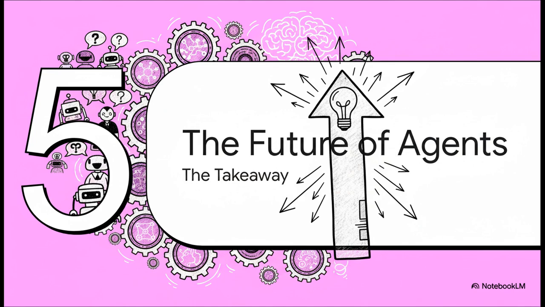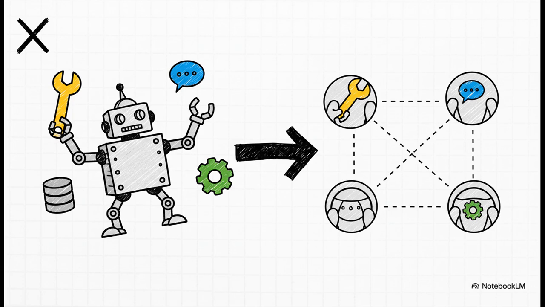When you zoom out, what does all of this really mean for the future of building AI? Well, it's a huge shift in thinking. We're moving away from this idea of building one single giant monolithic AI that's supposed to know and do everything. Instead, ADK pushes us to build collaborative systems, basically teams of smaller, specialized agents that are amazing at their one job and work together to achieve a bigger goal.